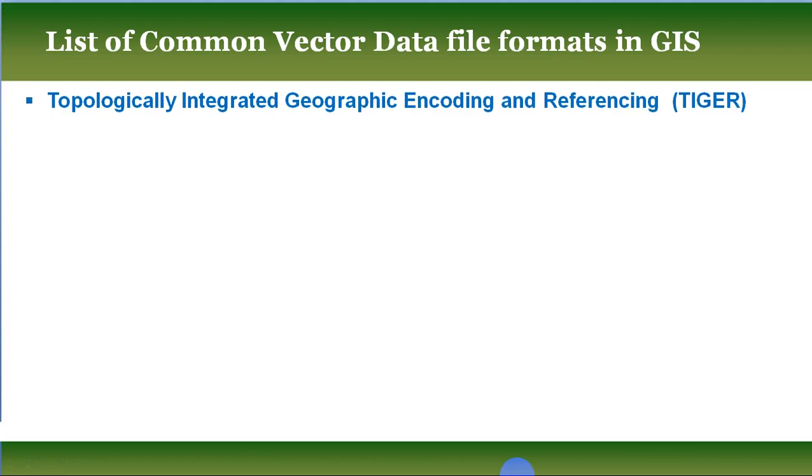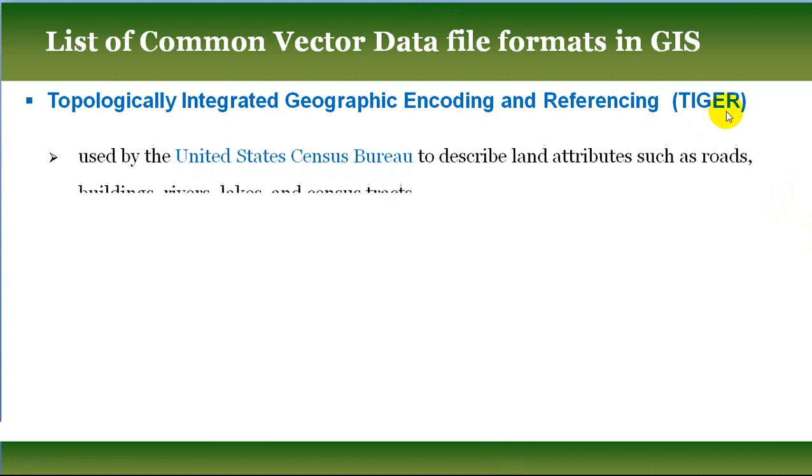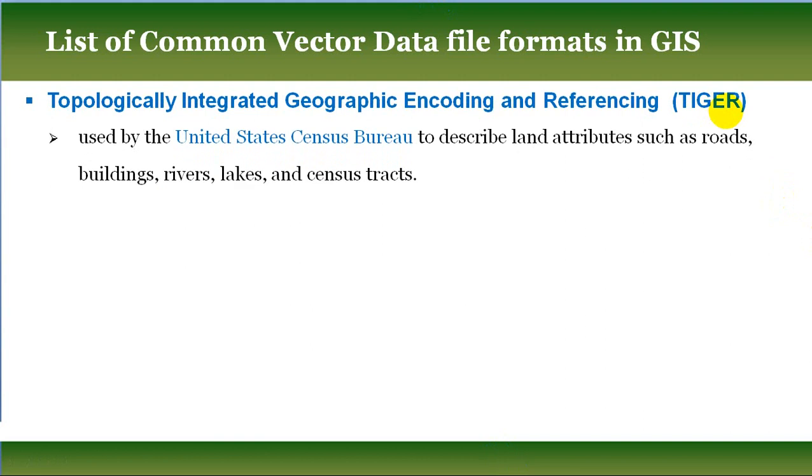Then another one is Topologically Integrated Geographic Encoding and Referencing, in short called TIGER vector file format, used by the United States Census Bureau to describe all their census data, both attribute and locational information, using this TIGER vector file format.